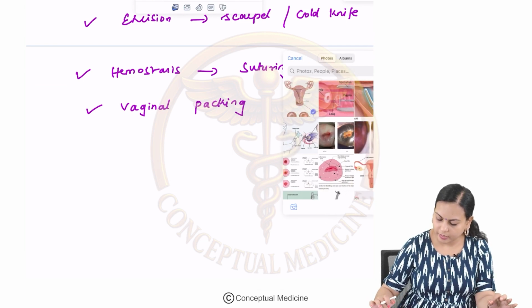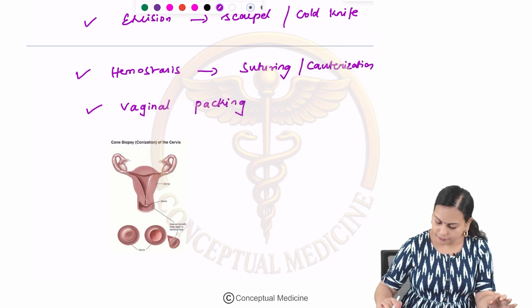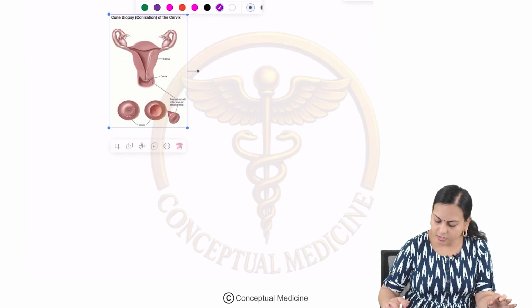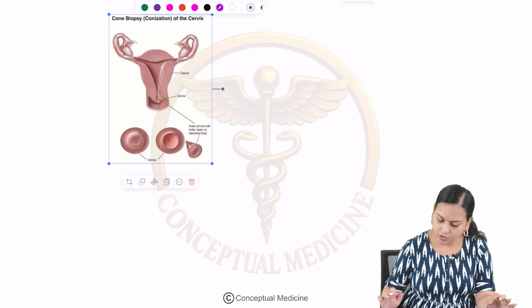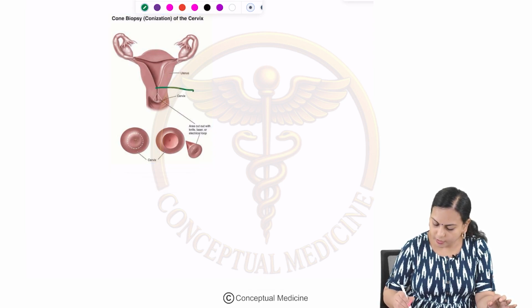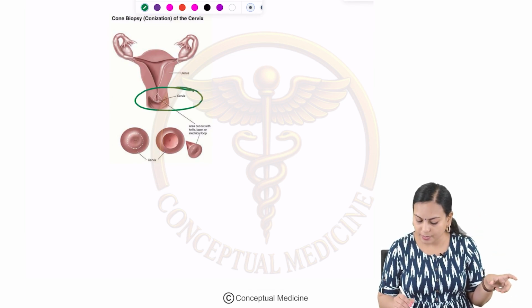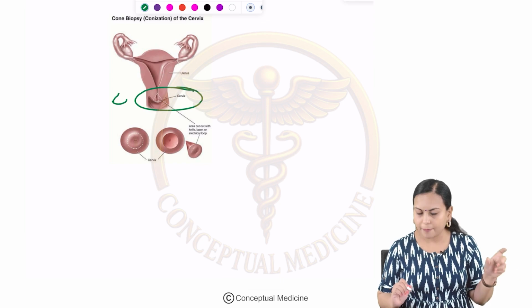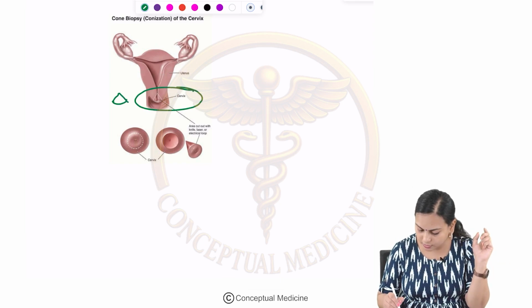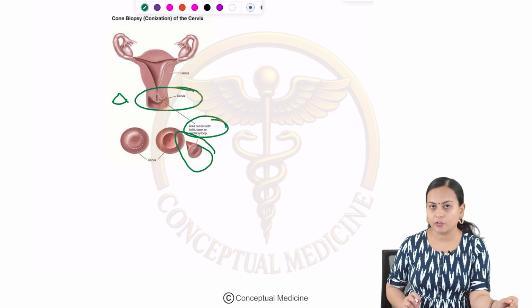Clear? Now let me show the picture of conization. So this is a picture to show how conization will be done. Here they will be taking a cone-like shape of the cervix, where the base will be at the ectocervix and the apex will be at the endocervix. Just like this, a cone-like sample will be taken and sent for biopsy.